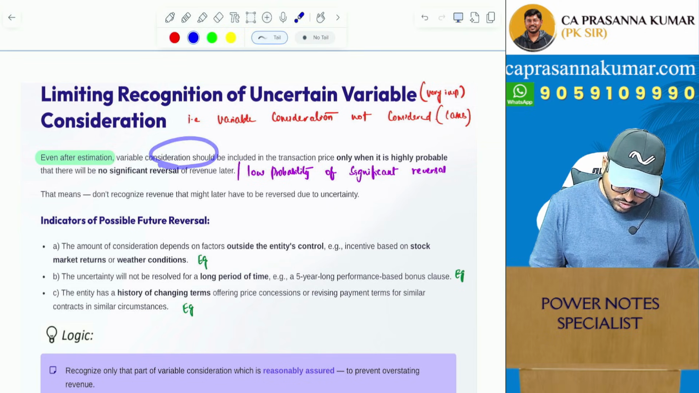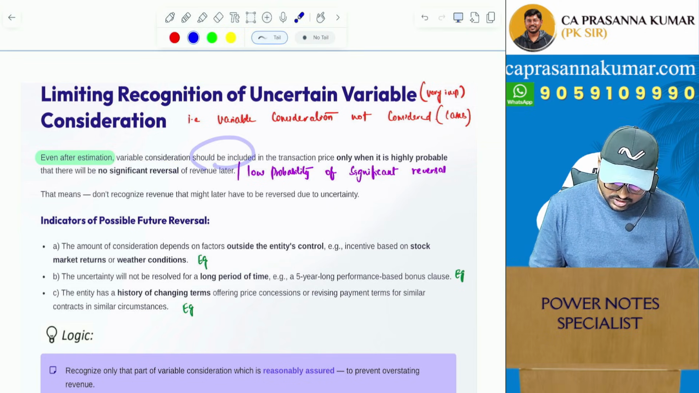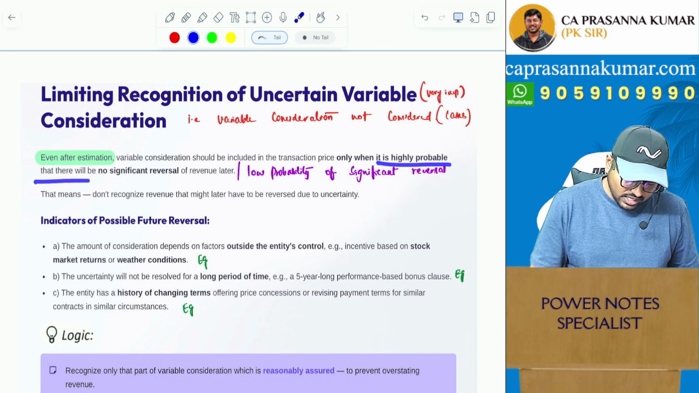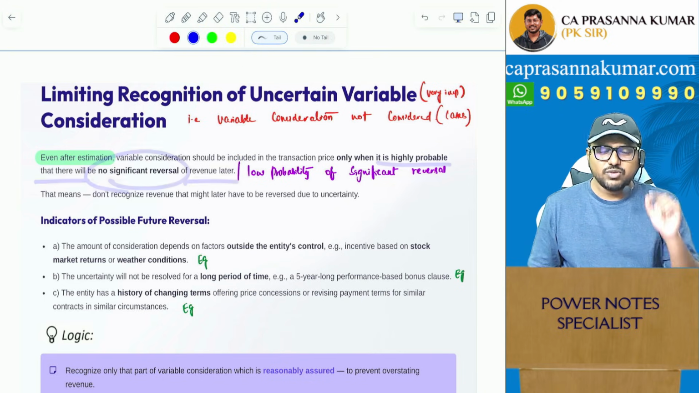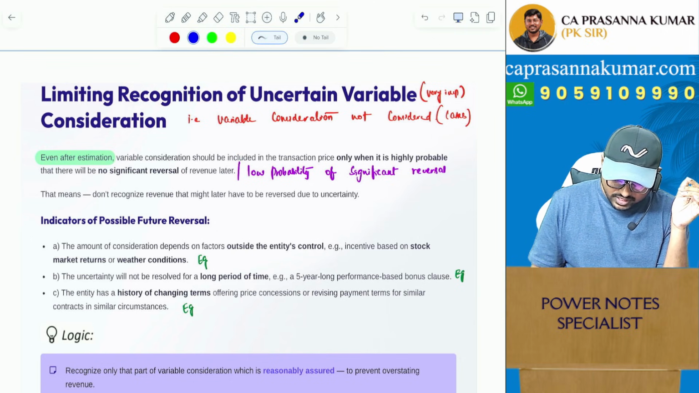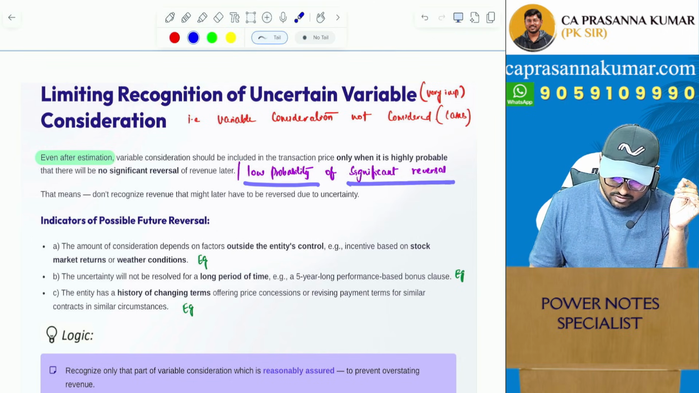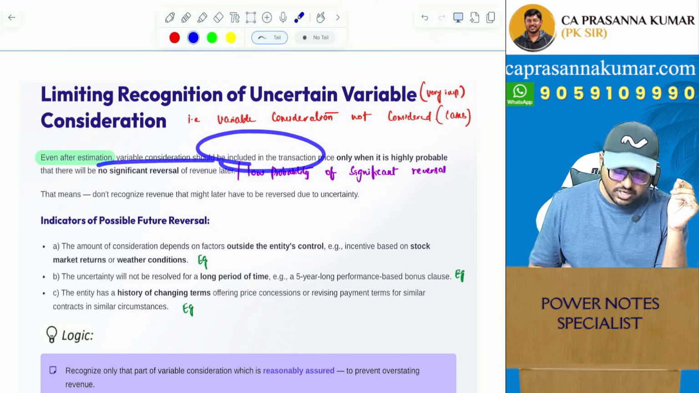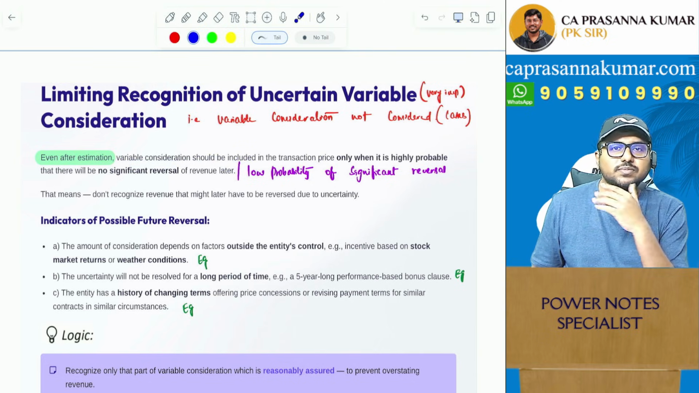Variable consideration should be included in the transaction price only when it is highly probable that there will be no significant reversal of revenue later. Sir, I'm not able to understand this sentence. That's why I gave you an alternative sentence: if there is low probability of significant reversal, then include the variable consideration in the transaction price.